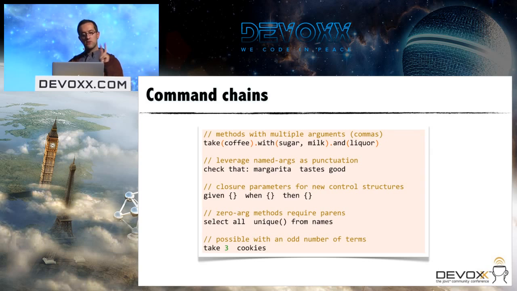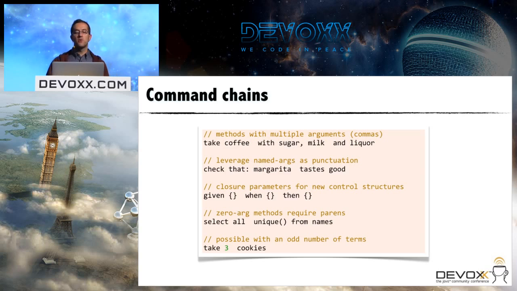So far you saw one method and some parameters, one method, some parameter. It's an even number, let's say, of method names and arguments. But you can also have an odd number with take3, which returns something, and you can call cookies, which is a property on the return value. Let me put the parentheses back.